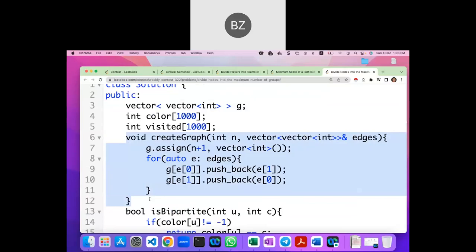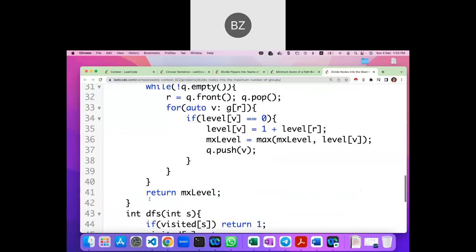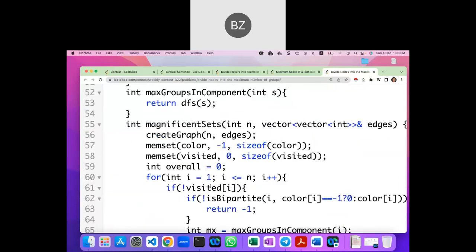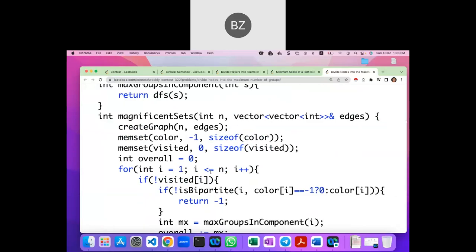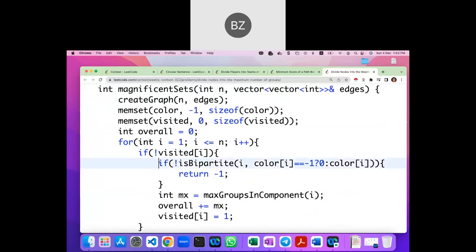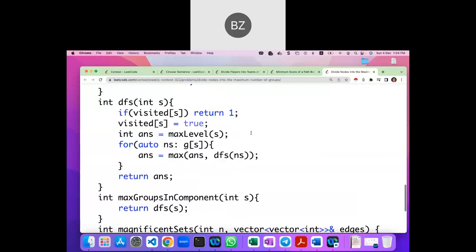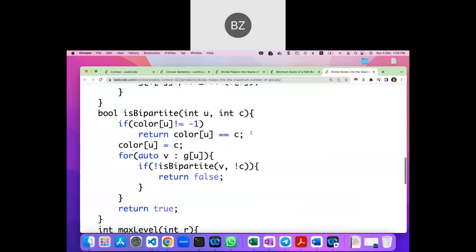Once we have adjacency list with us, second thing that I'm doing here is checking if the graph is bipartite or not. If graph is not bipartite, then simply there is no solution possible. So this is returning -1. And bipartite is what we were talking about. It's a standard DFS variation.